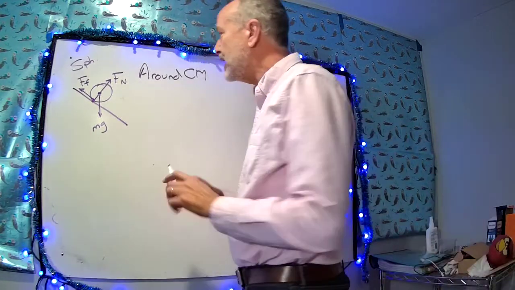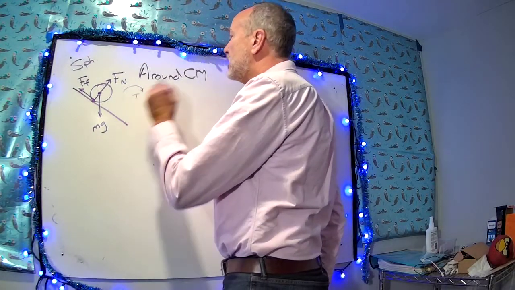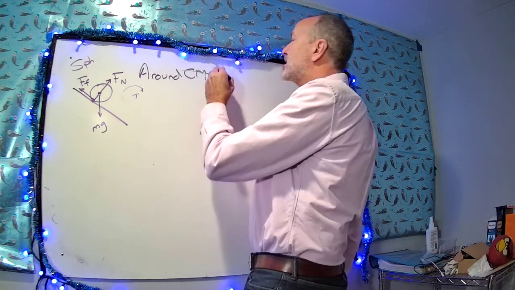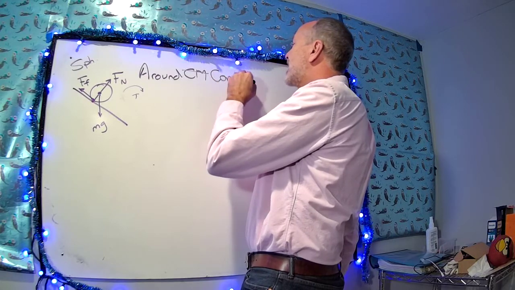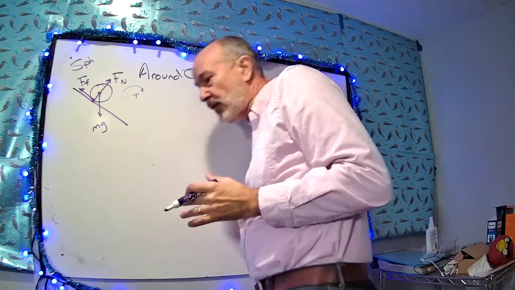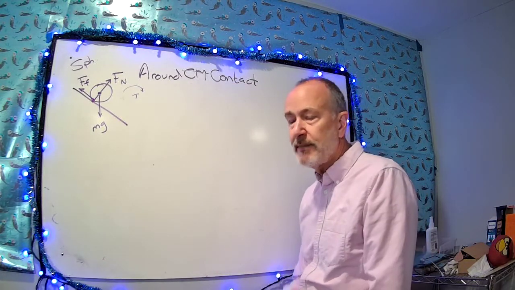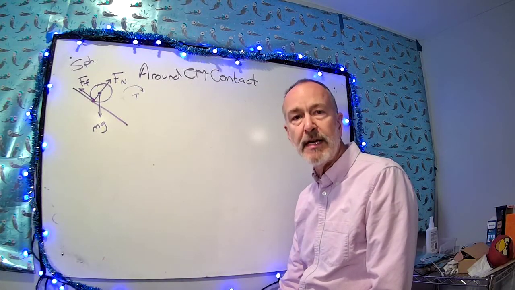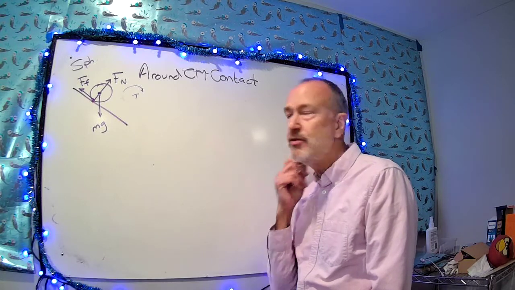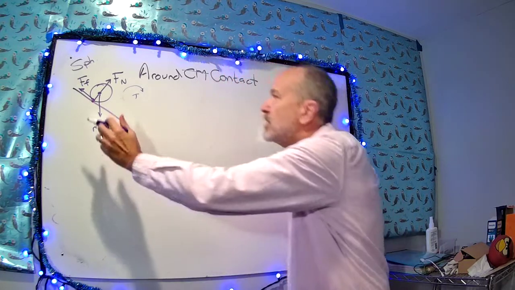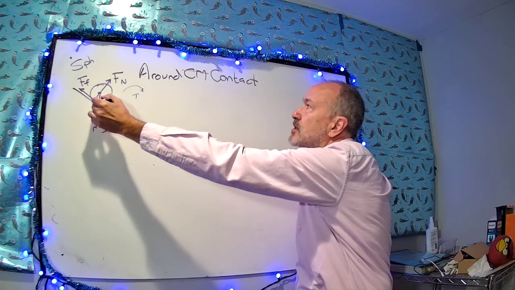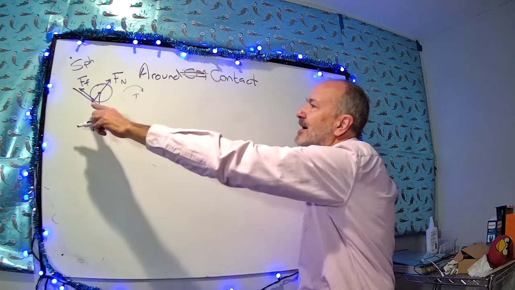If we look at it, and let's still pick this as positive, but instead of around the center of mass, let's take it around the contact point. Now, for those of you in AP Physics 1, I'm going to do a little trick here that you don't see in AP Physics 1. In AP Physics C, you do this, but I'll show you what it is.